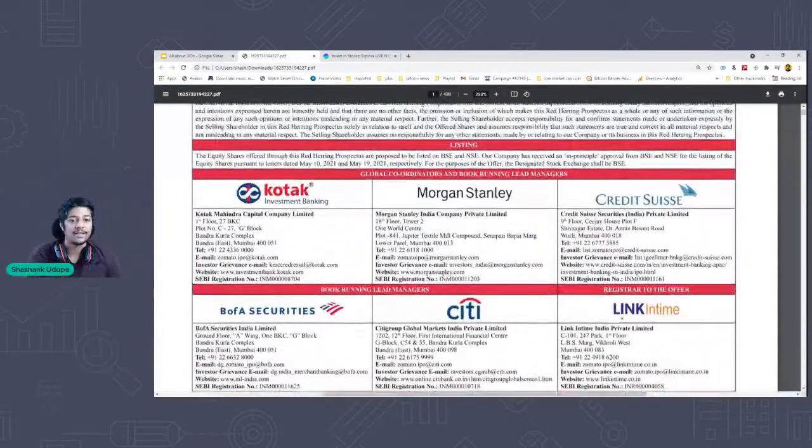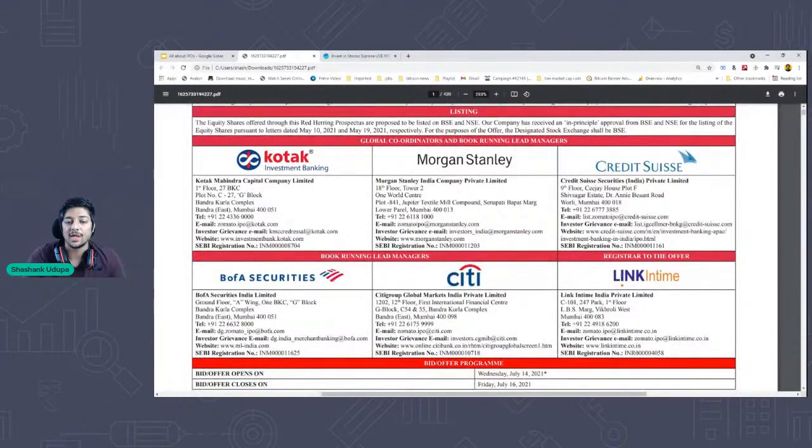So first thing, we'll look at this, right? These are the different people who are running the book. So these are all the investment bankers that they have hired to help them with the IPO, right? These are also known as book running lead managers, or BRLM, who are the investment bankers helping Zomato with doing this IPO, right? So there are so many BRLMs that are currently working.